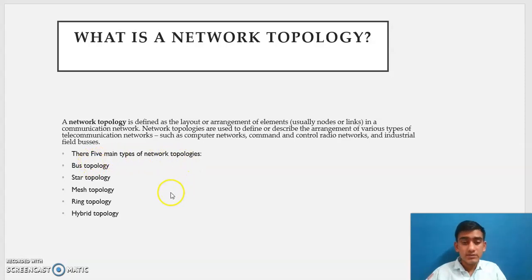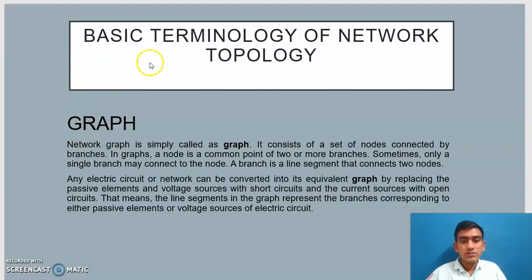There are five main types of topologies: bus topology, star topology, mesh topology, ring topology, and hybrid topology. In this presentation, we are focusing on hybrid topology. We should know some basic terminologies of network topology. Graph. Network graph is simply called a graph. It consists of a set of nodes connected by branches.